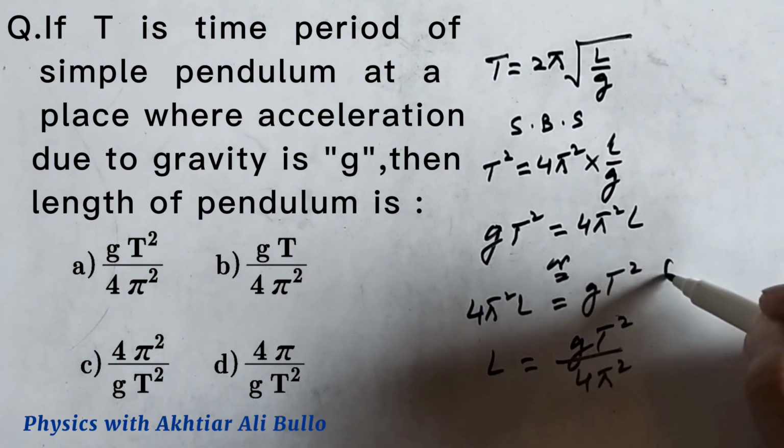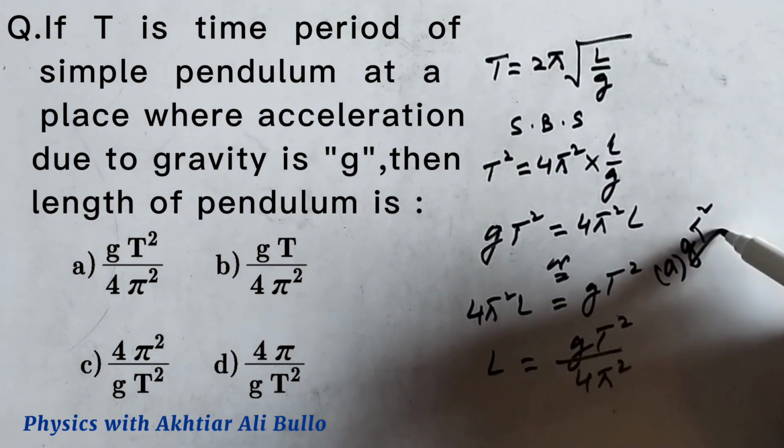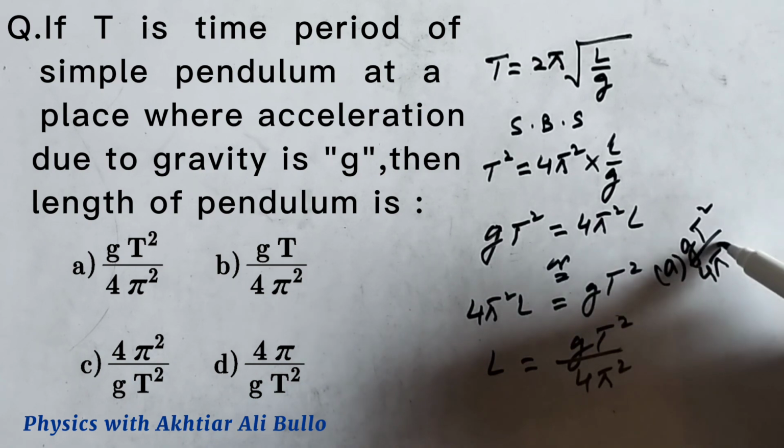So the correct option will be A, gT² upon 4π².